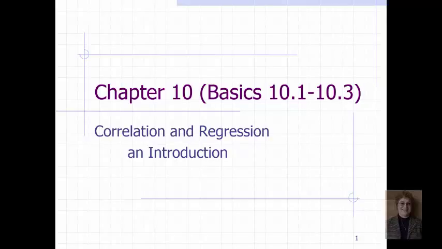We're going to talk about 10.1, which is the introduction, and 10.2, and then we'll have a separate lecture for 10.3 and 10.4. We're going to talk about correlation and regression. And what we're doing for correlation and regression is looking at how two variables, two quantitative variables, are related to each other. In other words, if one increases, how does the other one increase? If one decreases, how does the other decrease?